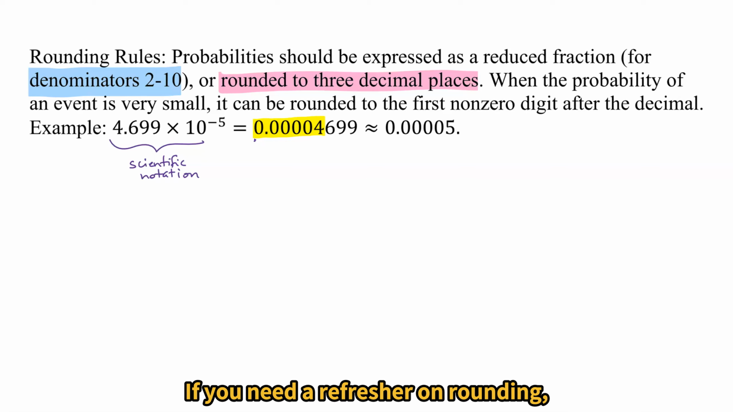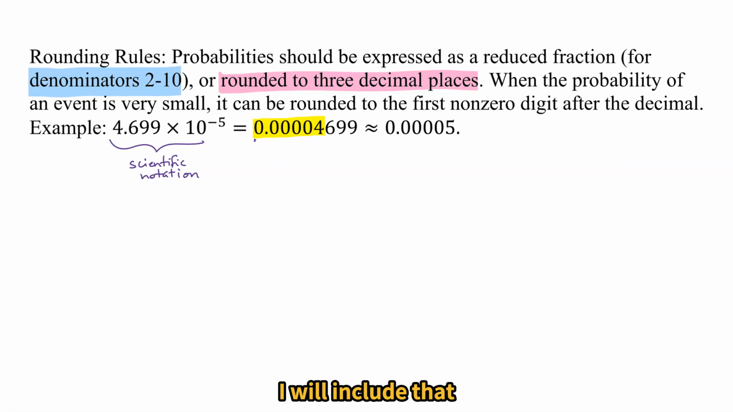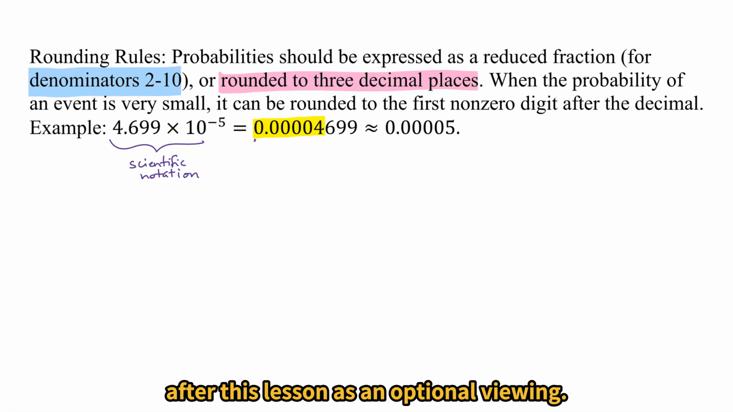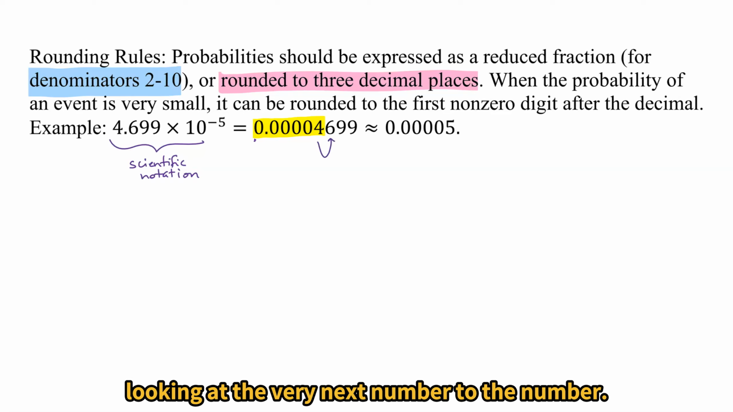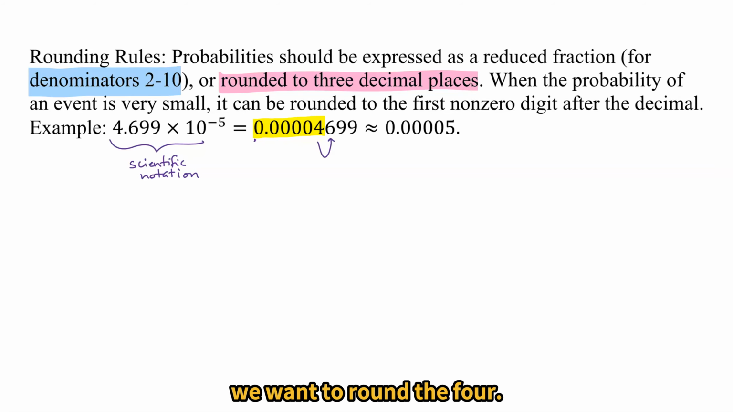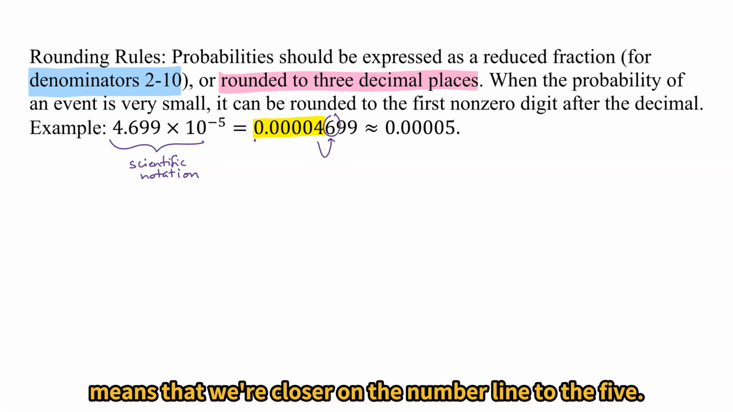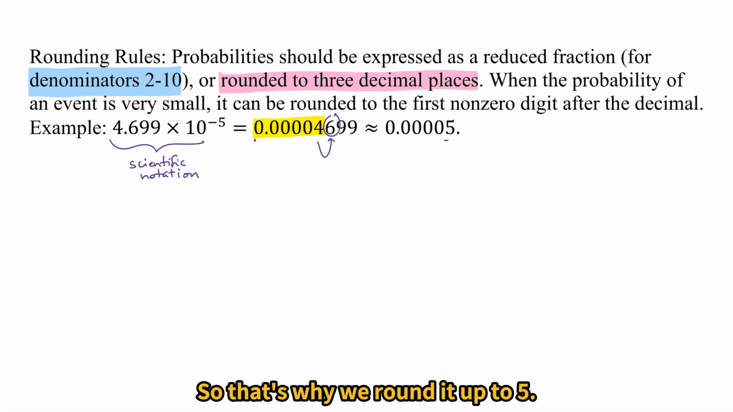If you need a refresher on rounding, I will include that after this lesson as an optional viewing. But we would round by looking at the very next number after the number we want to round to. We want to round the 4. So we look at the next number, 6. 4.6 is closer to 5 than it is to 4. So this 6 here means that we're closer on the number line to the 5. So that's why we round it up to 5.